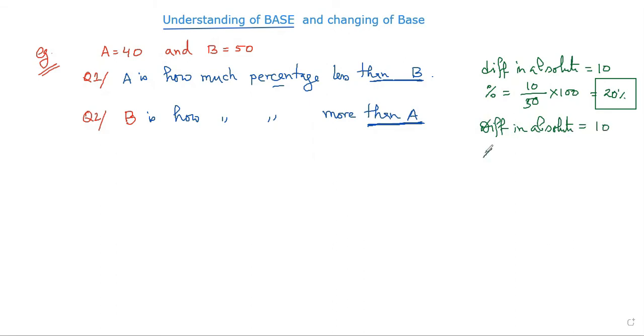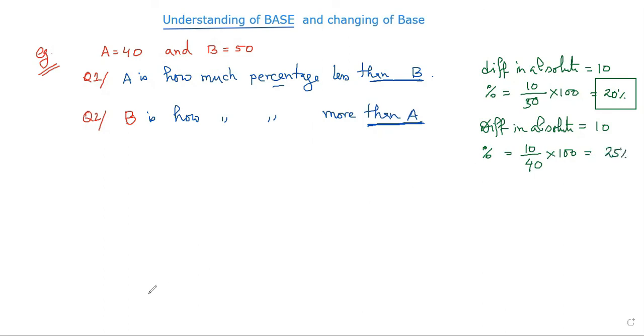But once it is said how much percentage more than A, it would be the same 10 divided by the value of A. A is 40 here. So 10 by 40 into 100, and that 1/4 is nothing but 25%.